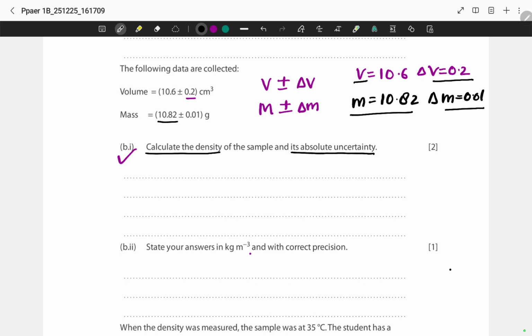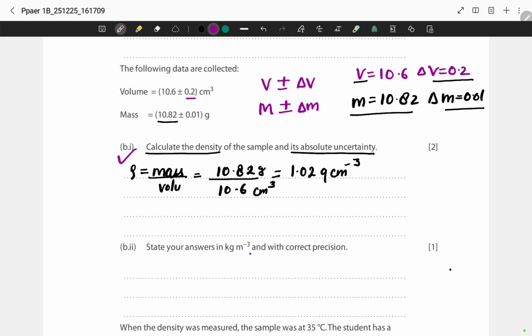Okay, so let us start with the density. Density is given by mass over volume, right? The mass given is 10.82 grams, volume given is 10.6. If I divide it, I get somewhere around 1.02 gram per centimeter cube, because my mass is in gram and volume is in centimeter cube. Cool. Now I have to work out the uncertainty in density.